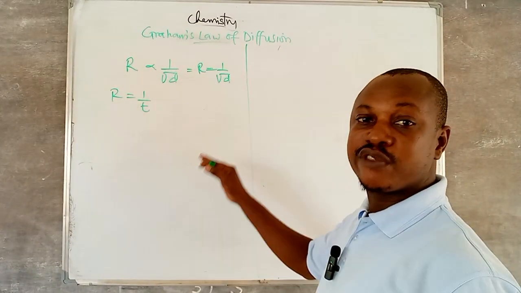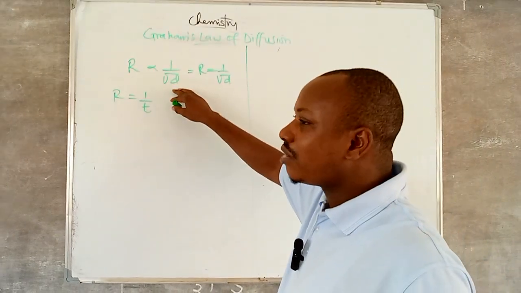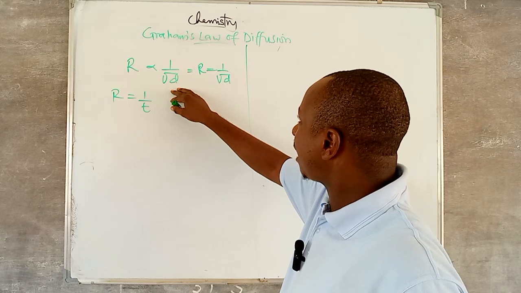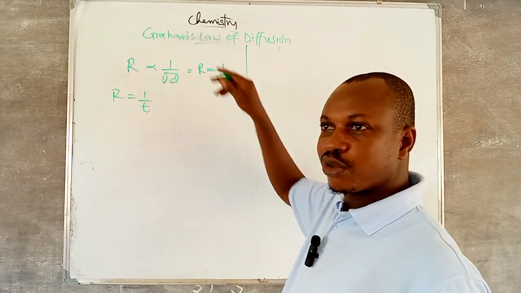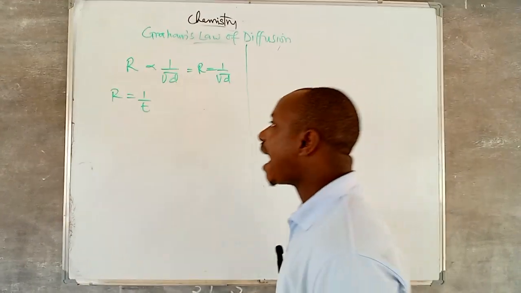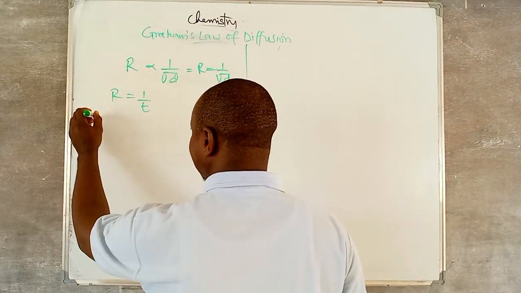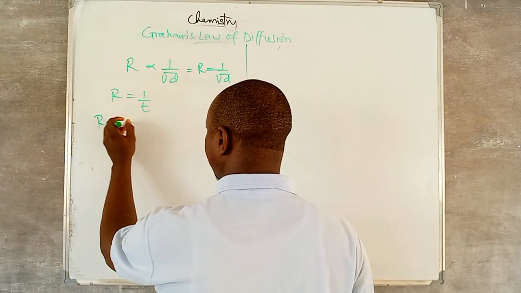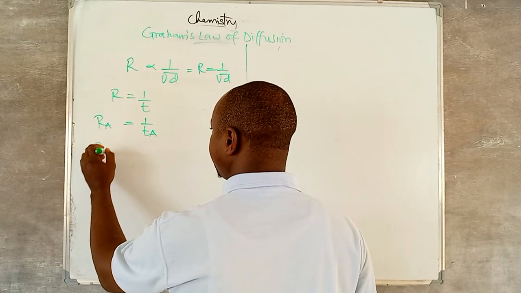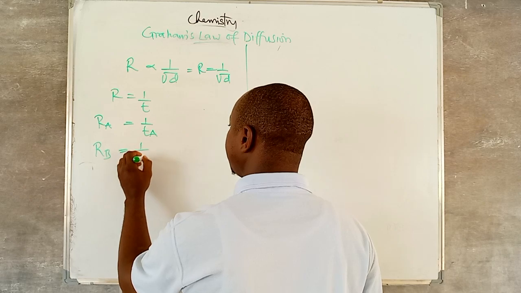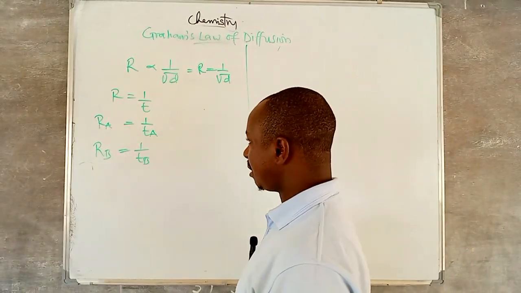That is, rate is the reciprocal of time in seconds. We are trying to derive all the formulas used in this calculation. Don't forget that this is the mathematical relationship of the rate law or the Graham law of diffusion. Rate of diffusion of a gas is inversely proportional to the square root of its density. So, assuming we are comparing the rate of diffusion of two gases, that is rate of gas A, which is 1 over TA, and rate of diffusion of gas B, which is 1 over TB. Don't forget, we are comparing the rate of diffusion of two gases A and B.